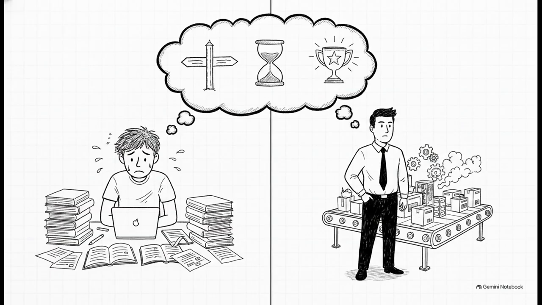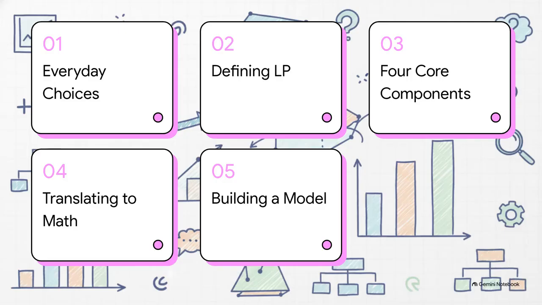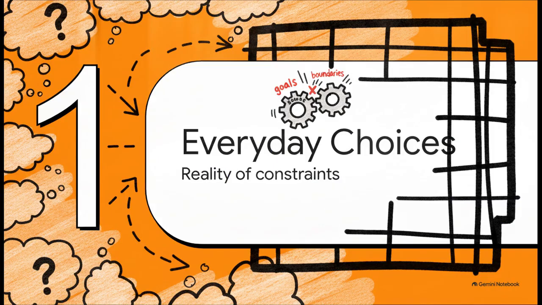We all face tough choices. We are all bound by limited resources. And ultimately, we all share that exact same goal of achieving the absolute best possible outcome for our efforts. Here's a quick look at our blueprint for today. We're covering everyday choices and limitations, defining linear programming, the four core components, translating words into mathematics, and finally, building a complete model.